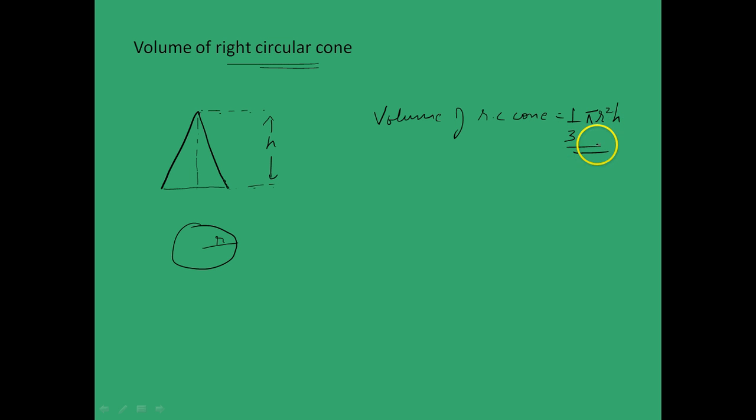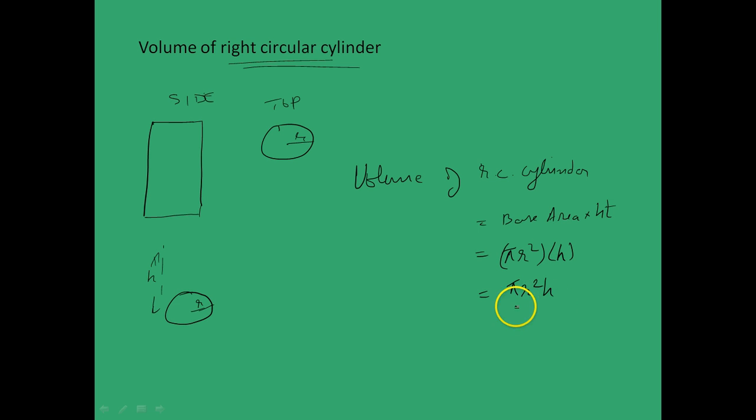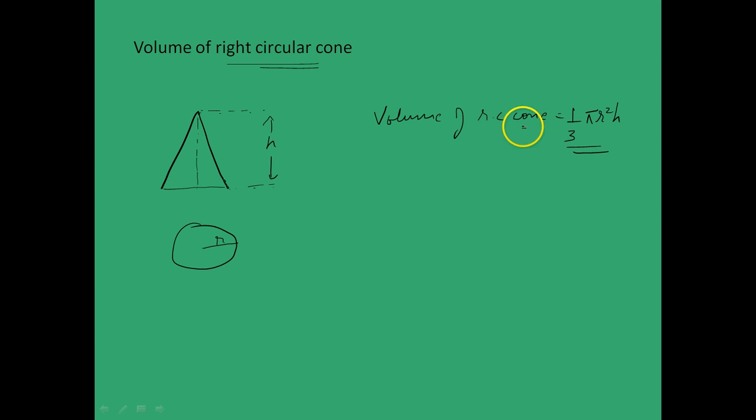Even though we did not derive this result, notice something interesting and compare the volume of a right circular cone to the volume of a right circular cylinder. For a cylinder, it was pi r square h, and for a right circular cone, it's 1 by 3 pi r square h. And so therefore, for a right circular cone of the same base radius and height as that of a right circular cylinder, the volume is 1 by third of the right circular cylinder.